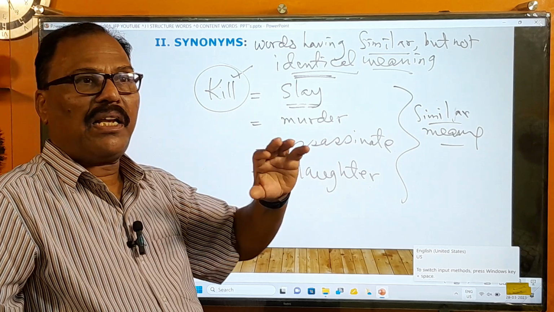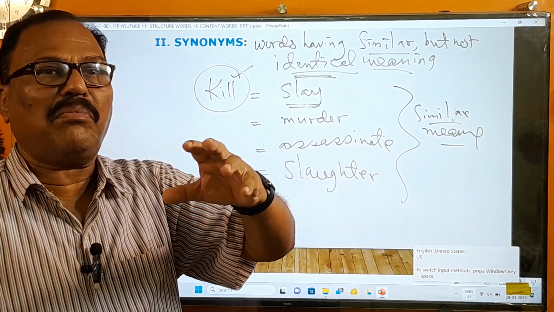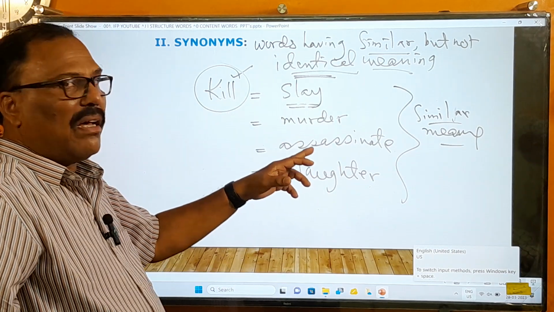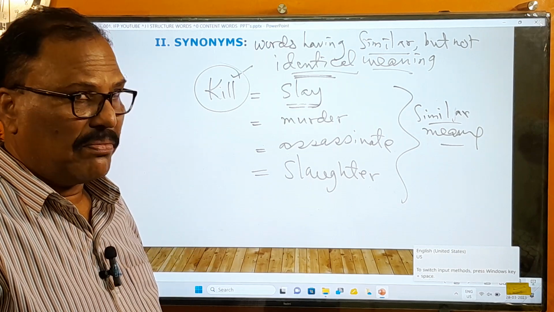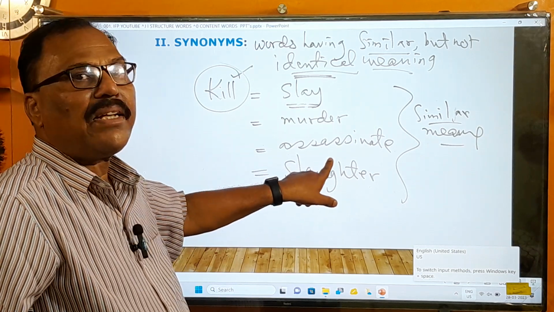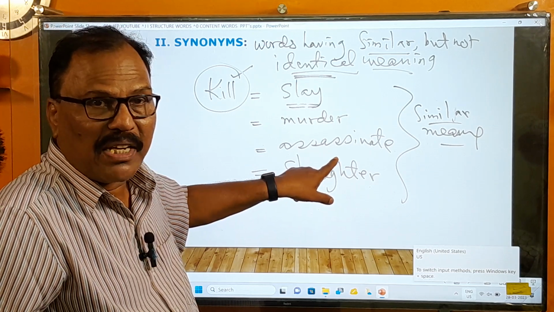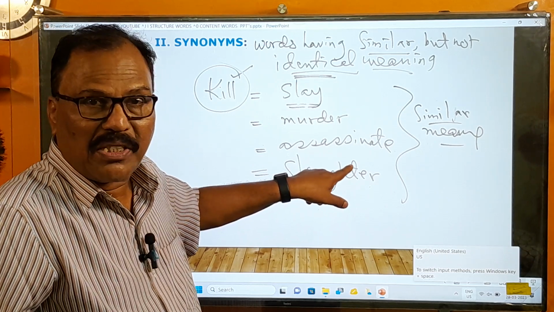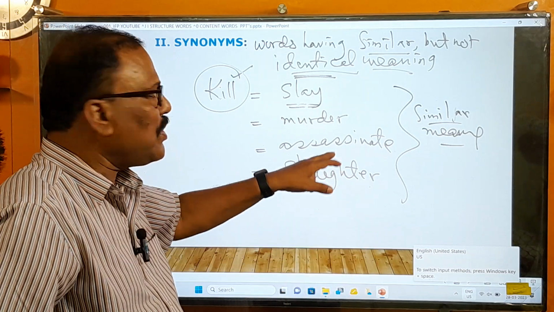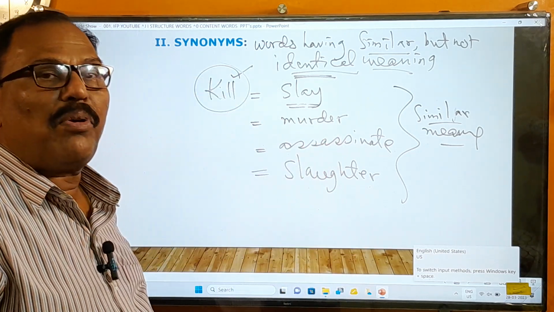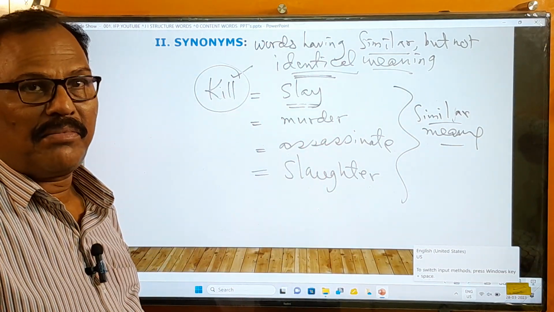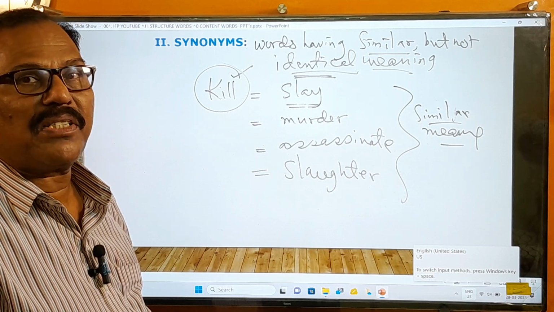And assassinate. If any political leader is killed, you cannot say Rajiv Gandhi was murdered. No, Rajiv Gandhi was assassinated. Indira Gandhi was assassinated. Sheikh Mujibur Rahman was assassinated. Benazir Bhutto was assassinated. Assassinate is used in that way in the political field. When somebody is killed in the political field, it's called assassinate.